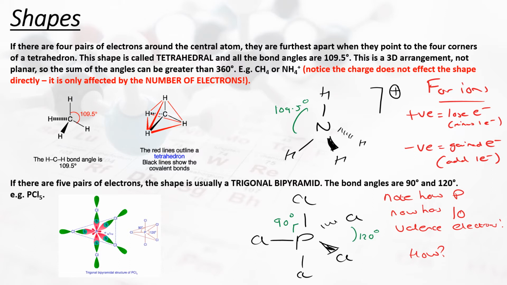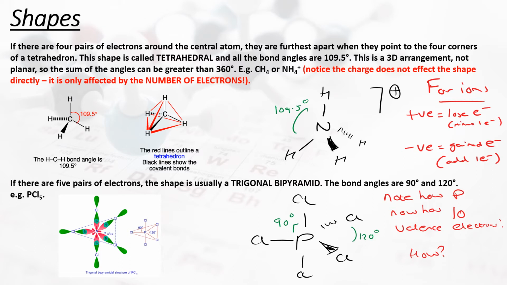And so we can think of our phosphorus as being in group 5, same as nitrogen, so it has 5 valence electrons. Each chlorine is going to donate 1 electron, share 1 electron in these covalent bonds. And so therefore we have a total of 5 from the chlorines, 5 from the phosphorus, that's 10 electrons, divided by 2, that's 5 pairs of electrons, a trigonal bipyramidal shape.